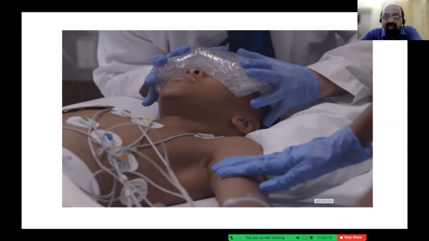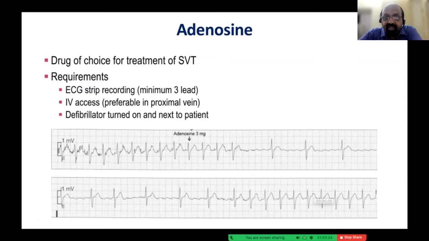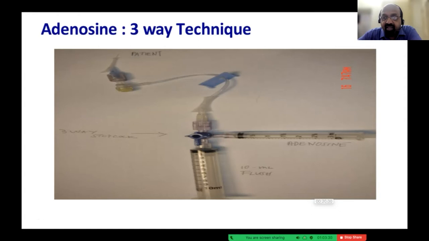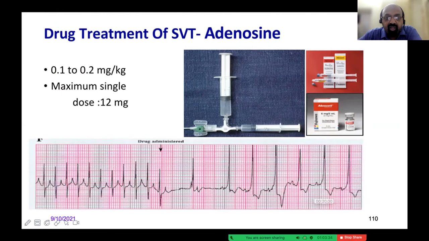That is very important, and there are techniques involved that will be demoed through the simulation. It's a three-way technique. You can see in the video, the dose is 0.1 to 0.2 milligram per kg. When we administer it technically correctly, there will be a change. But I won't say that it will not revert back. If the drug has touched the heart and AV node, then there will be a change. If there is no change, the technique is not right.